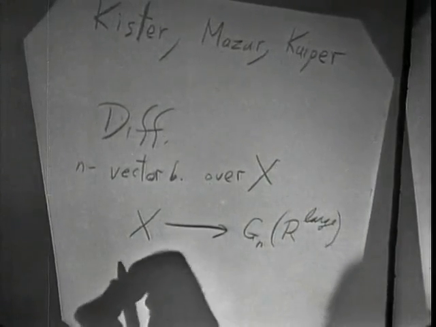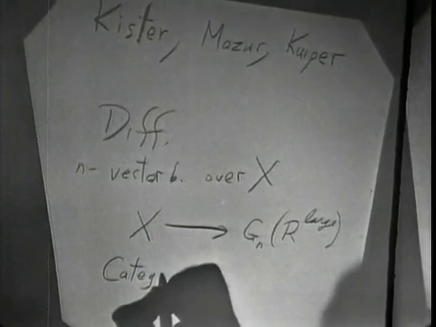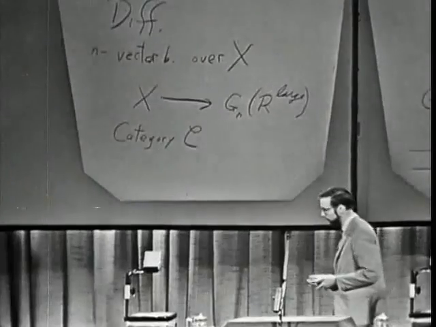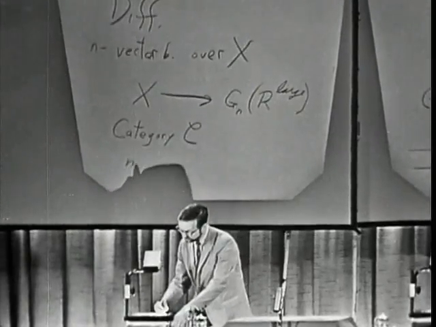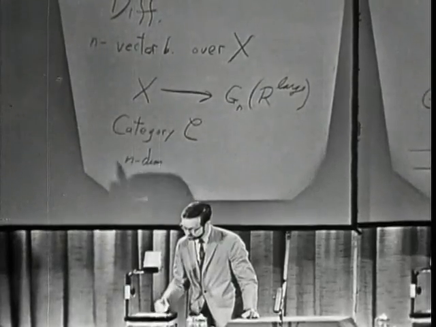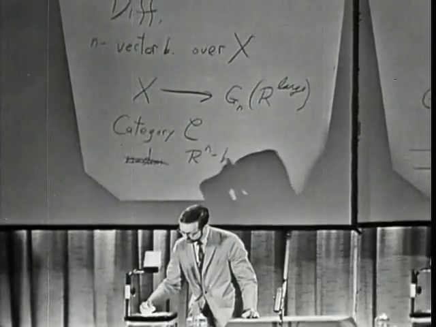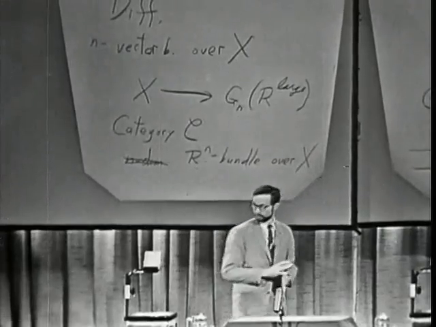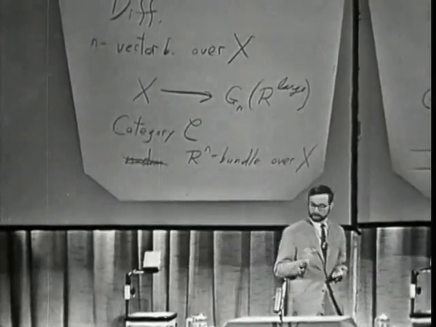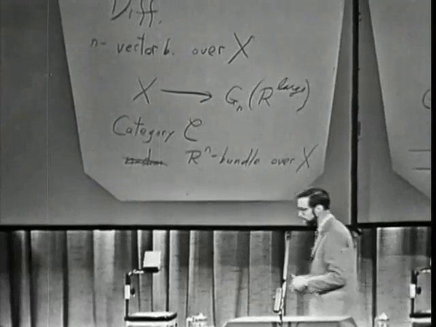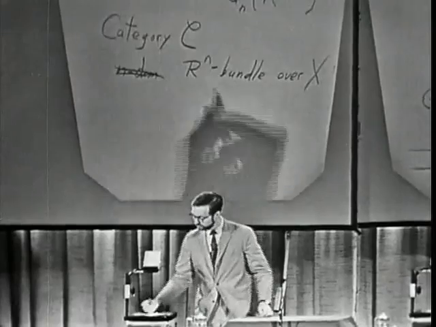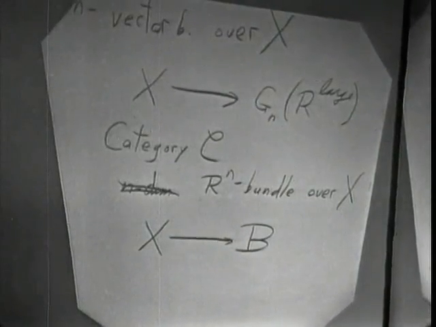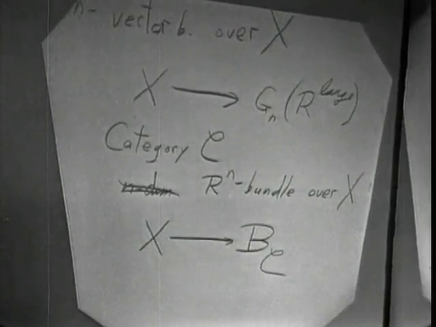Well, in each of the three categories, suppose I say in the category C, where C stands for either the differentiable, piecewise linear, or topological category, we can look at an n-dimensional, or simply an R^n bundle over X. It is a bundle where each fiber is a copy of the Euclidean space R^n. In each case, such bundles are classified by mappings of X into a universal example of such a bundle. The base space of that I'll call B sub C.